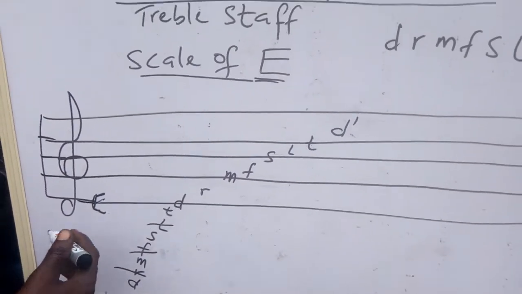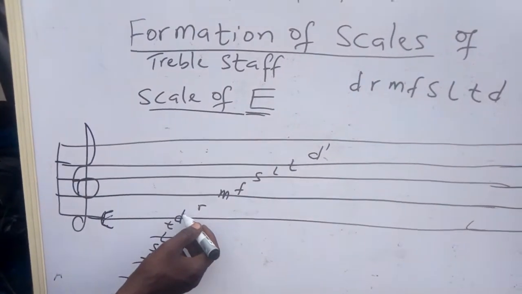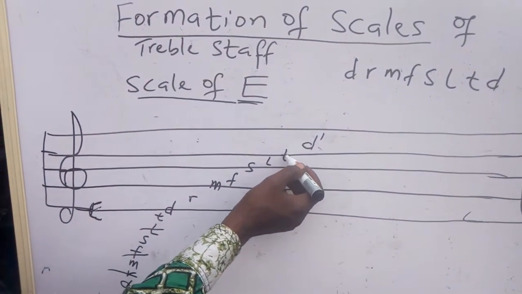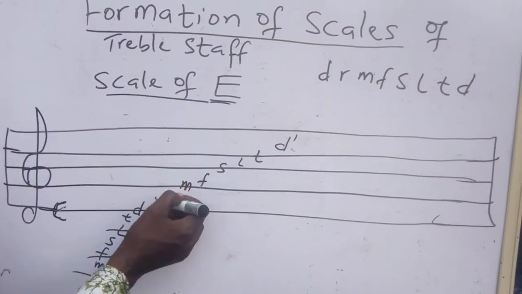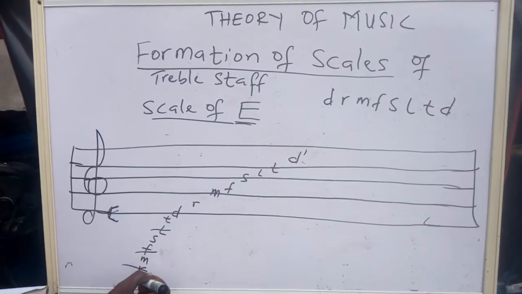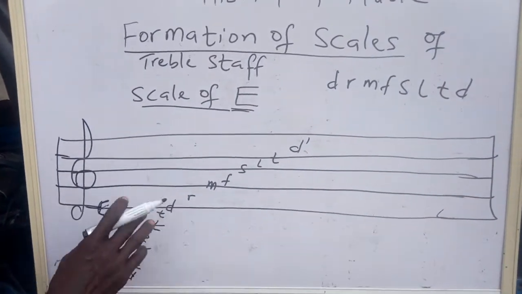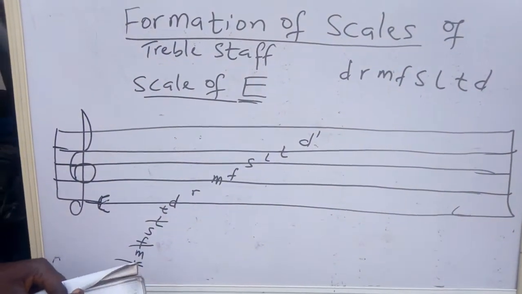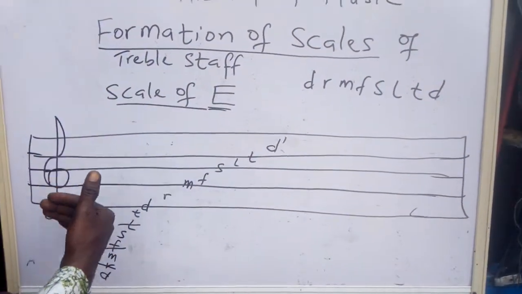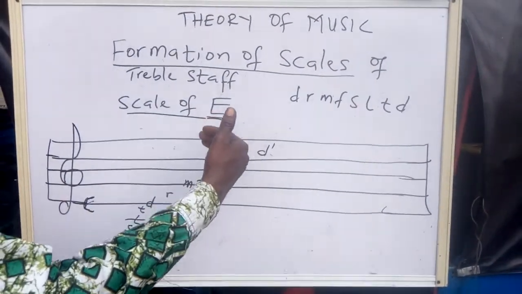So your scale, the scale of E, can go up this way. Do, re, mi, fa, sol, la, ti, do. Do, ti, la, sol, fa, mi, re, do. Ti, la, sol, fa, mi, re, do. Now what I've just shown you is just the scale of E. So we'll continue to treat this lesson until you get the position of the notes on the scale of C.